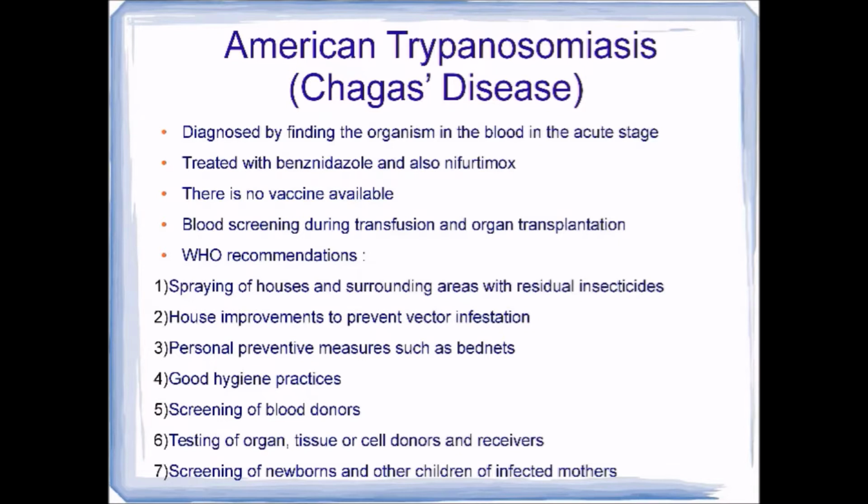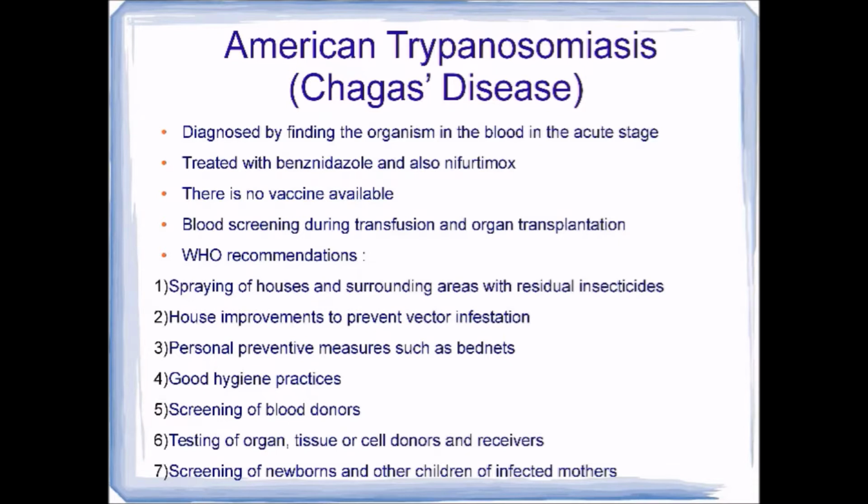Chagas disease, the American trypanosomiasis, is diagnosed by finding the organism in the blood in the acute stage. Methods of concentrating the erythrocytes or xenodiagnosis, which is the feeding of laboratory-reared clean bugs on the patient, are often required.